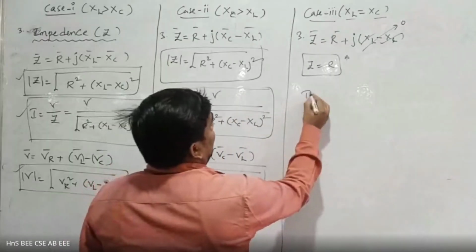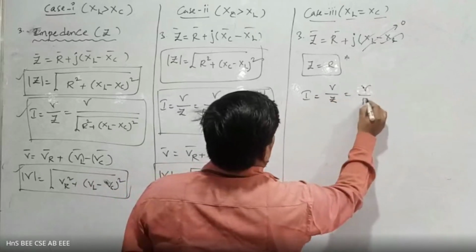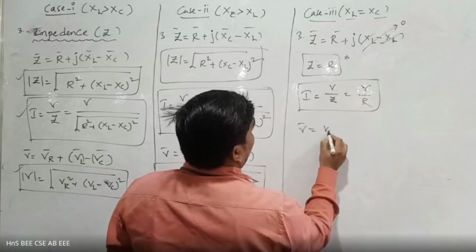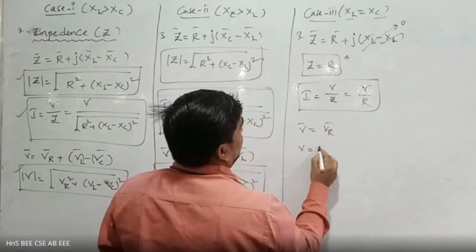Now coming to I equal to V by Z. That is nothing but V by R, in terms of Ohm's law. Now simply I am writing V bar equal to VR bar. That is V equal to VR.